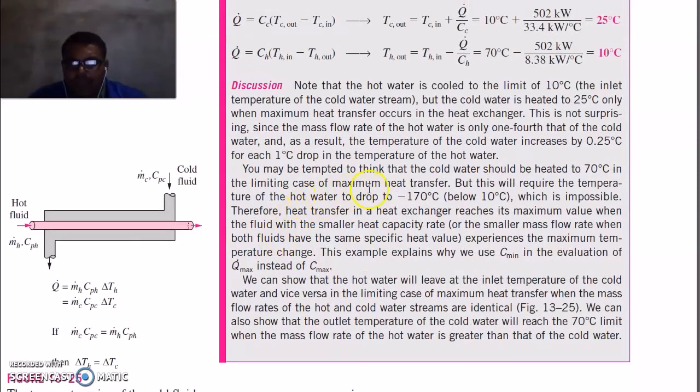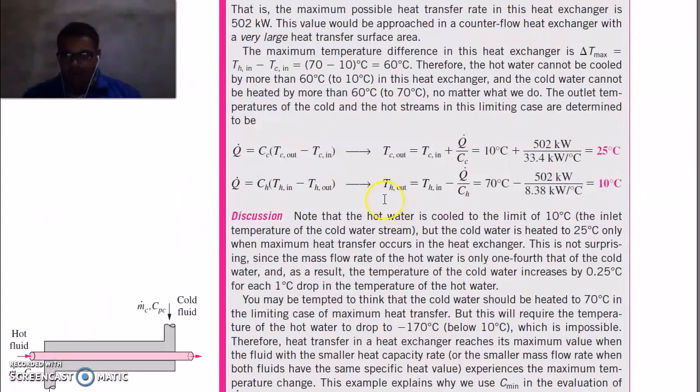You may be tempted to think that the cold water should be heated to 70 degrees Celsius in the limiting case of maximum heat transfer, but this will require the temperature of hot water to drop by minus 170 degrees Celsius below 10 degrees Celsius. That we can understand with the help of this example. Take say the hot water outlet temperature is minus 170. Here this is 70, and in that case your heat transfer will become 4 times.